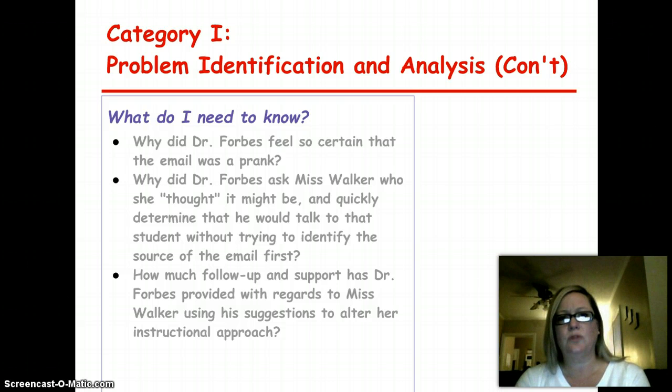Also, why did Dr. Forbes ask Ms. Walker who she thought it might be and quickly determine that he would talk to that student without trying to identify the source of the email first? Also, how much follow-up and support has Dr. Forbes provided with regards to Ms. Walker using his suggestions and strategies to alter her instructional approach?